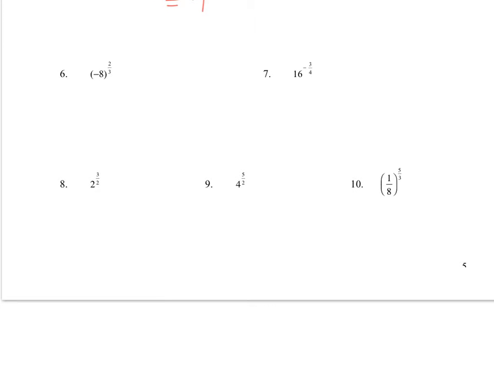Negative 8 raised to the 2/3 power, so we have to actually rewrite it. So we're going to have the cube root of negative 8 squared. Well, negative 8 squared is a positive 64, so the cube root of 64, if we put that in the calculator, is 4. And again, you could have put the whole question in the calculator, but they asked us to rewrite it, so you have to follow directions.